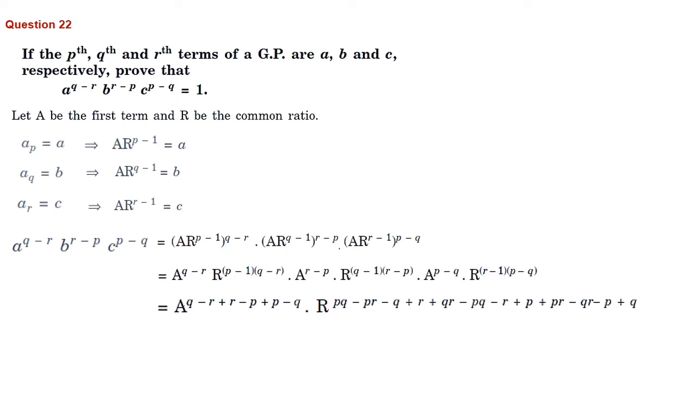Here plus q, minus q we can cancel. Minus r plus r, minus p plus p, completely gone. Then here you can see plus pq, then here minus pq; minus pr means plus pr is here; minus q means plus q is here; then plus r, minus r is here; then plus qr, minus qr, plus p, minus p completely gone. There is not a single term balance. That means A^0 · R^0. A^0 is 1, R^0 is also 1, and 1 into 1 is 1. So that is what we have to prove, that is our RHS. Hence the proof.